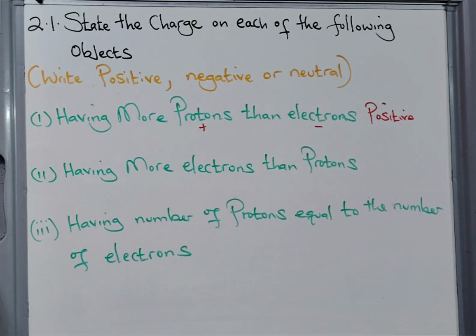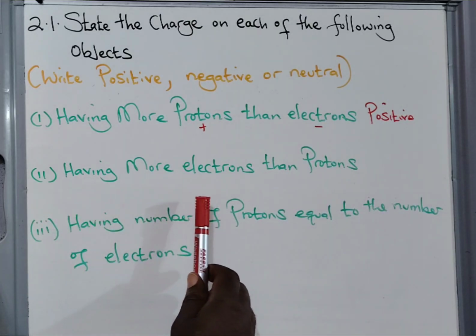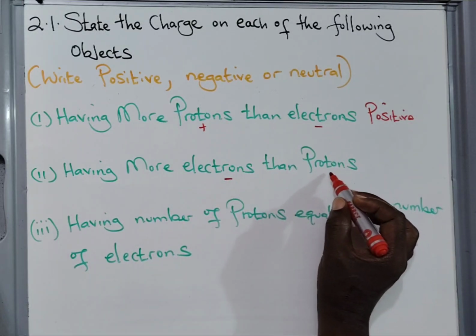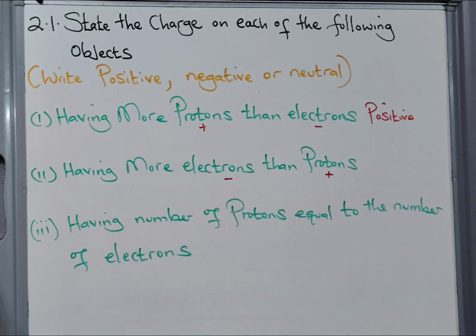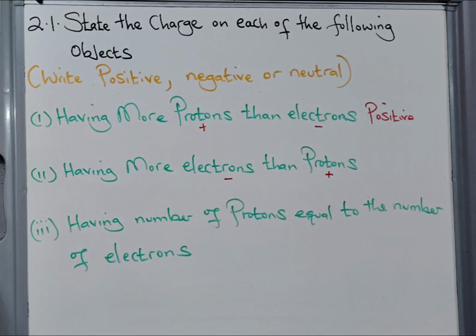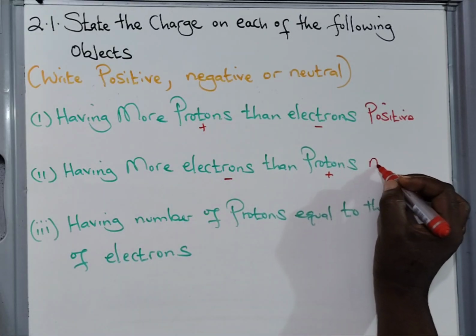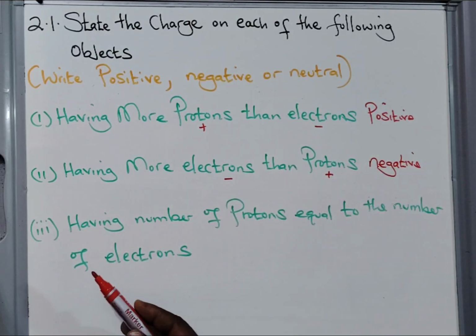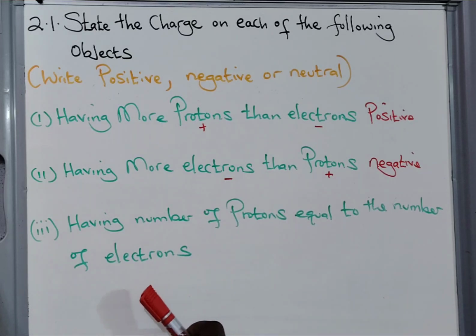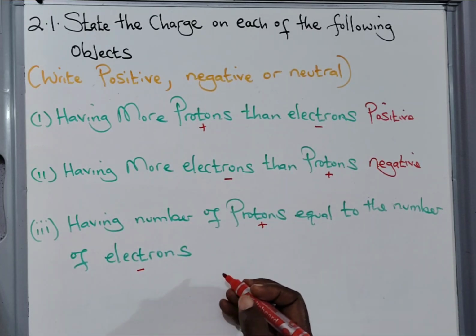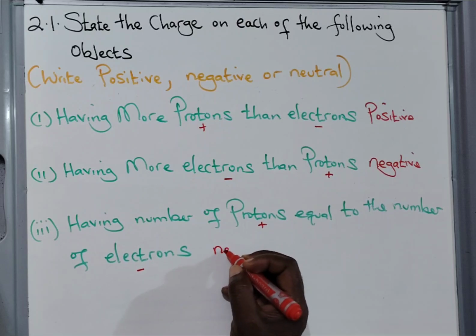Then we come to this one, having more electrons than protons. Like I told you, electrons are negatively charged and the protons are positively charged. And the net charge is taken by what is more. So electrons are more, so the net charge is going to be negative. Then we come to this one. Having the number of protons equal to the number of electrons. So the positive is equal to negative. So what's the net charge? Neutral.